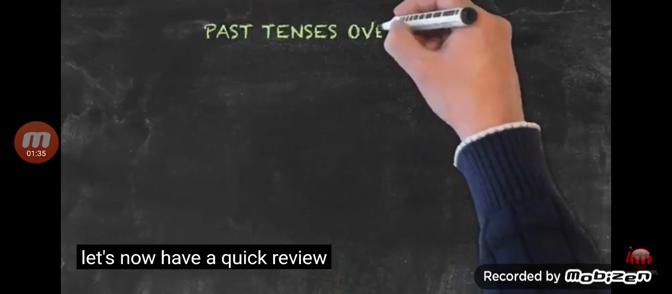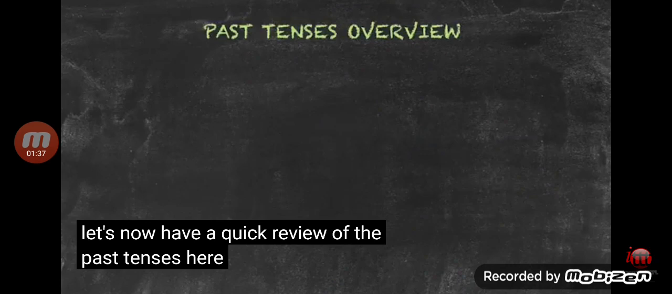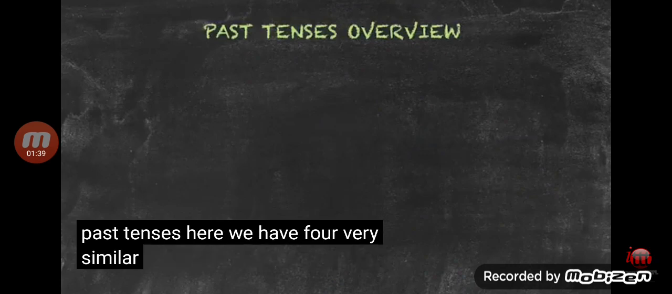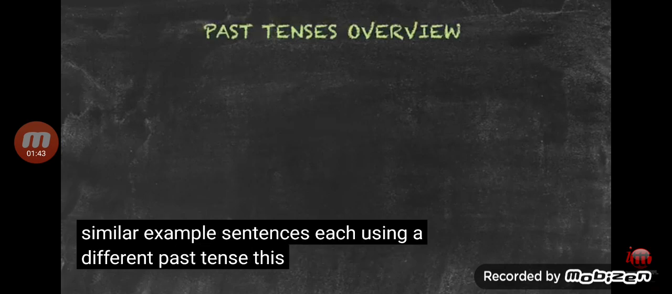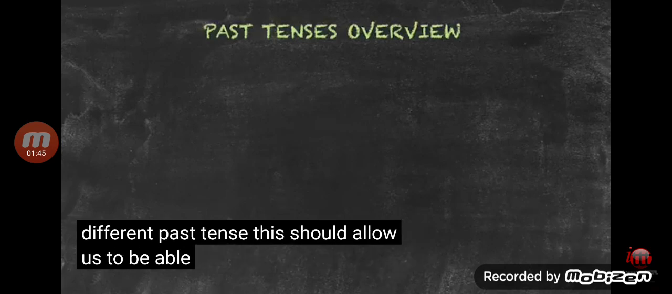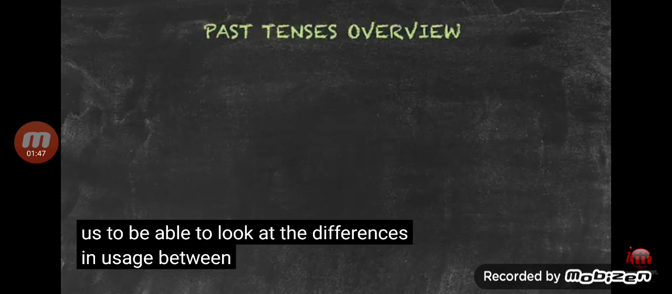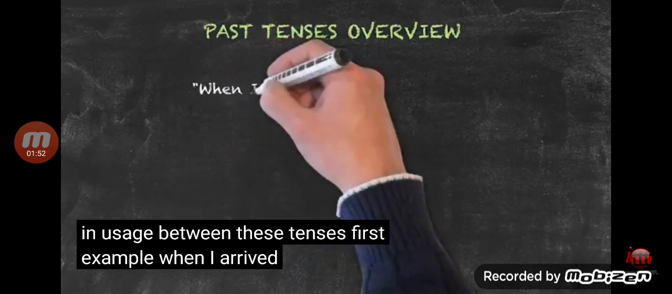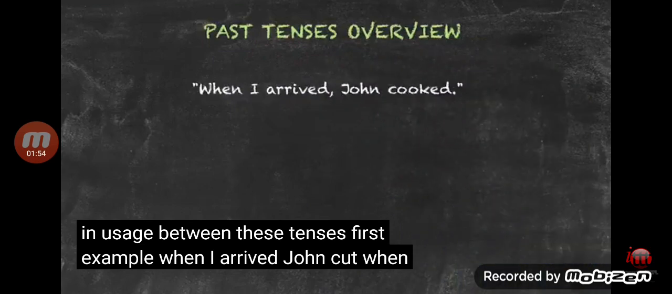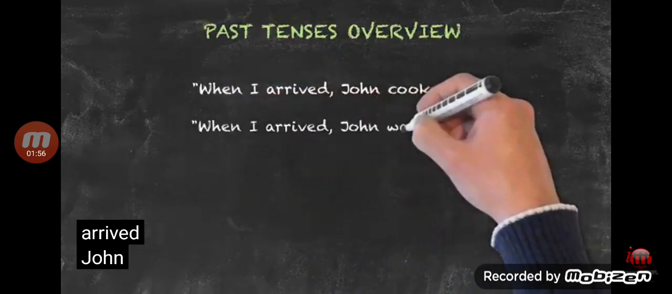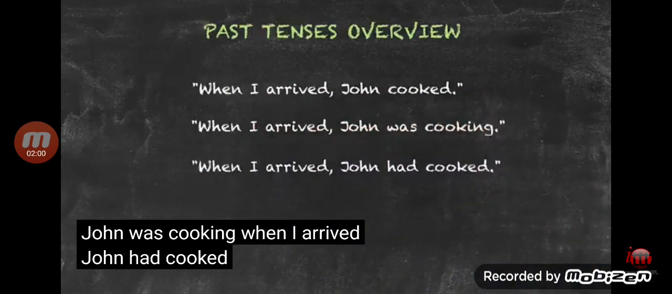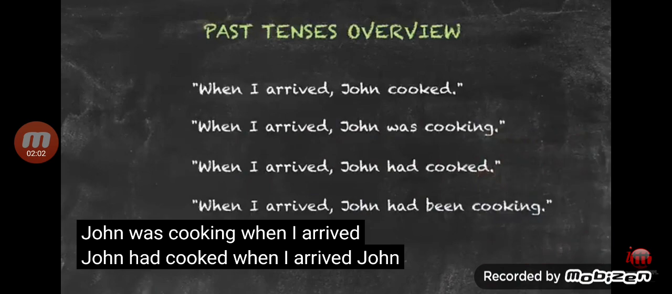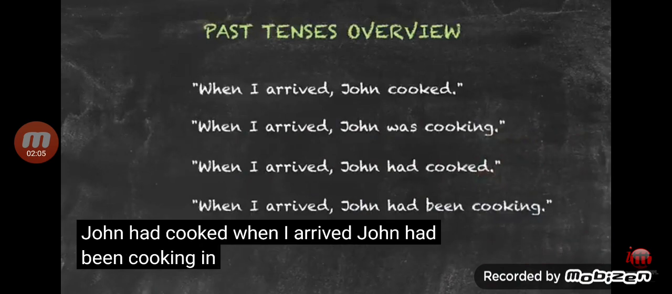Let's now have a quick review of the past tenses. Here we have 4 very similar example sentences, each using a different past tense. This should allow us to be able to look at the differences in usage between these tenses. First example, when I arrived, John cooked. When I arrived, John was cooking. When I arrived, John had cooked. When I arrived, John had been cooking.